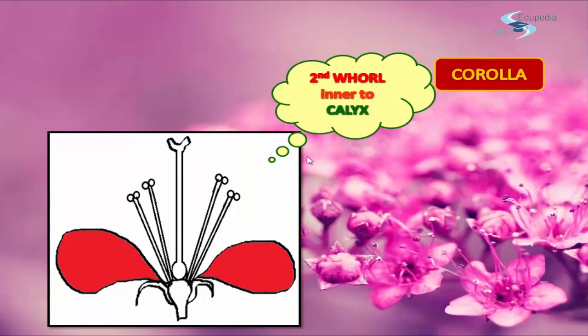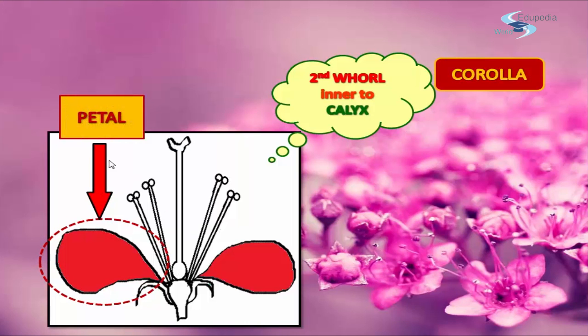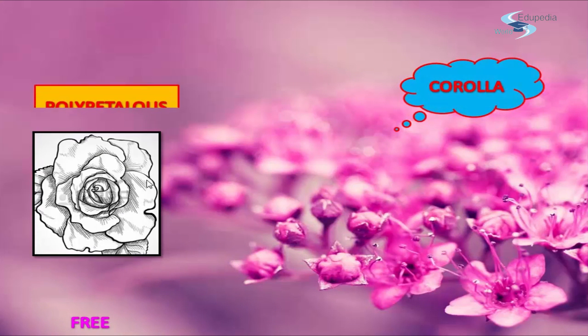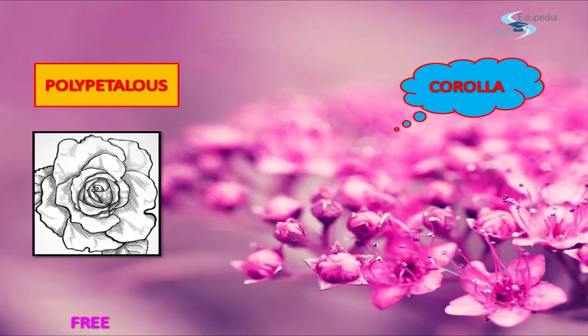So you can say that corolla is the second whorl, inner to the calyx. This is your petal, and the collective form is known as corolla. Corolla are of two types. One is free and another is fused.